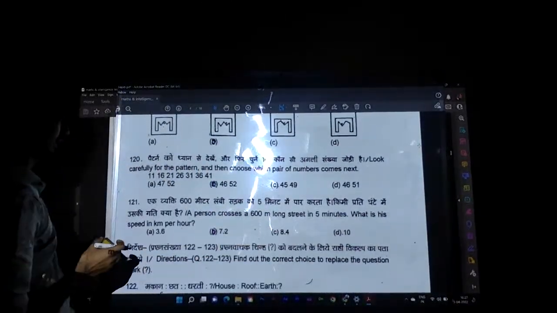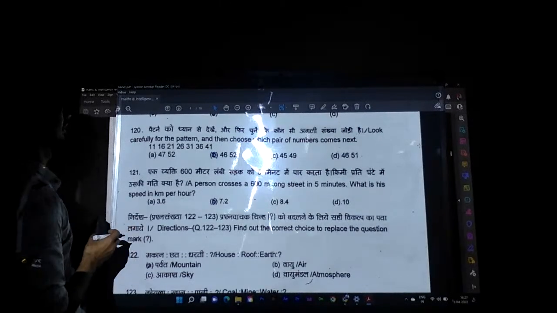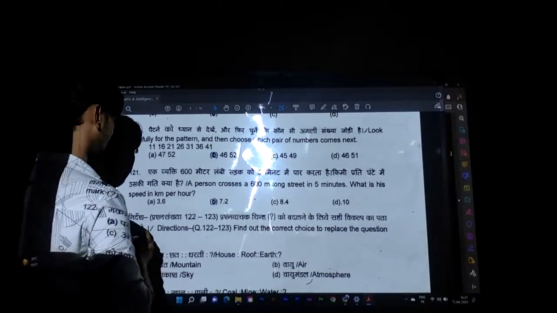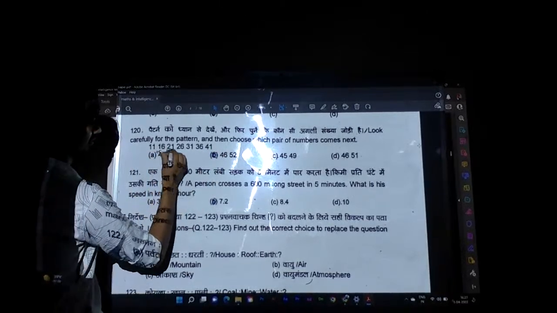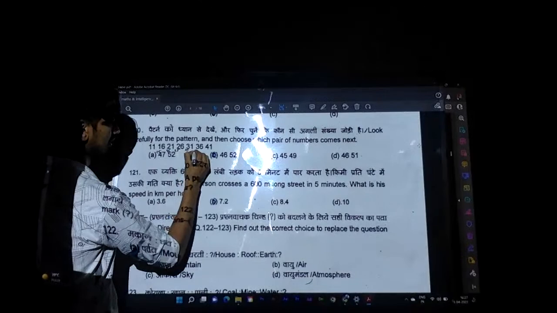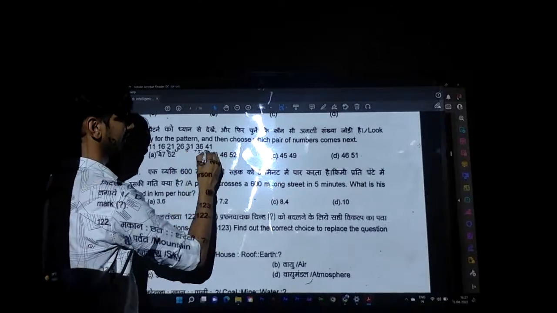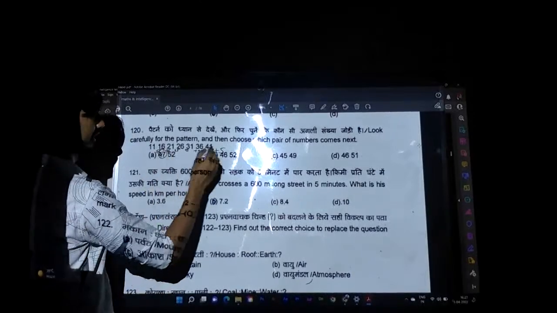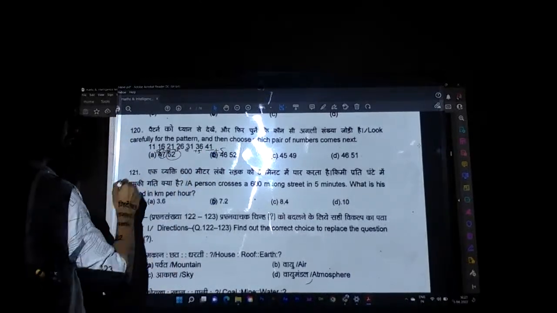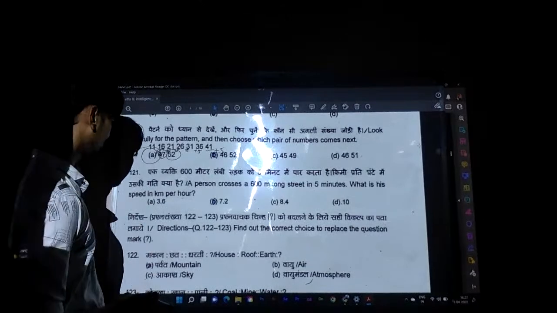Question number 20. Okay, so here again comes the pattern part. This is a simple pattern. This follows a +5 pattern. So what will come: 41 plus 5 will become 47, and 47 plus 5 becomes 52. So the correct option is option number A.